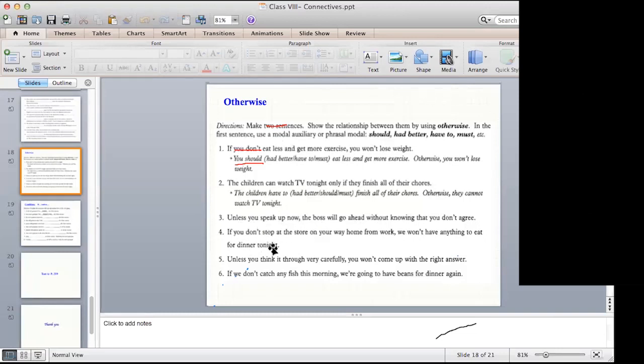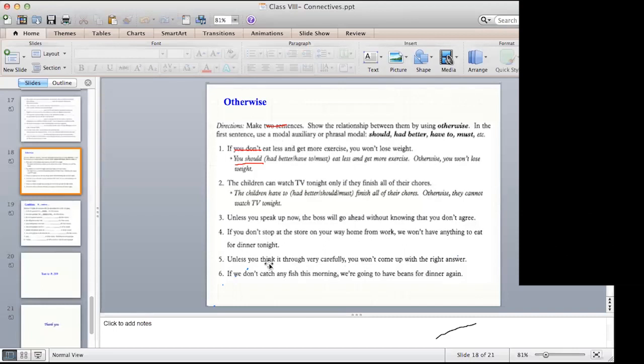Okay? Unless you think it through very carefully, you won't come up with the right answer. So you must think it through very carefully. You have to think it through very carefully. You'd better think it through very carefully. Or you should think it through very carefully. Full stop. Otherwise, comma, you won't come up with the right answer.